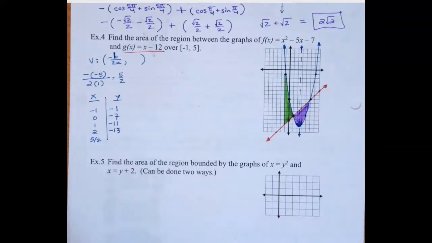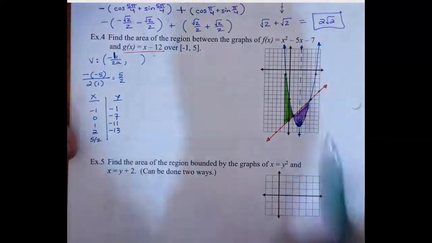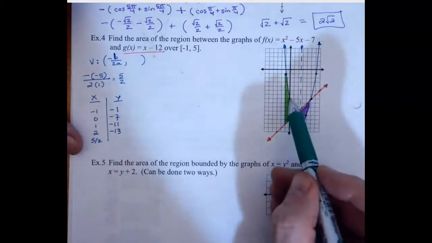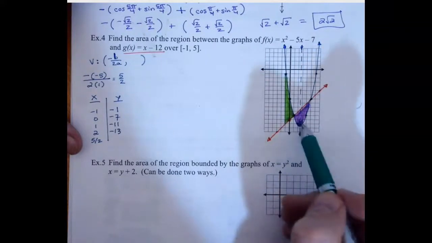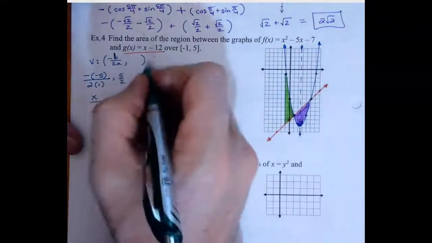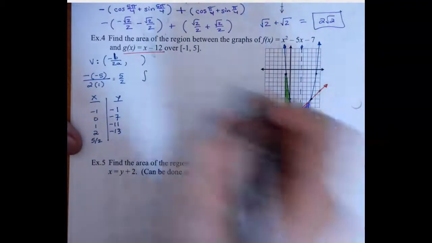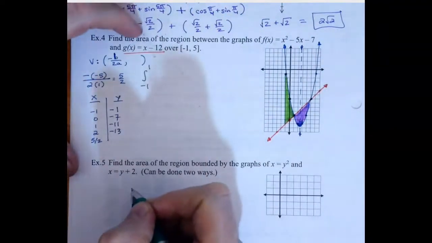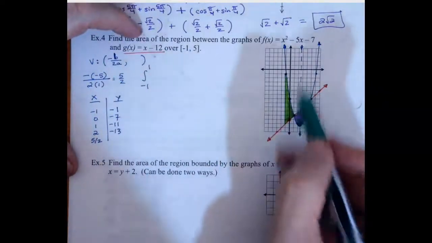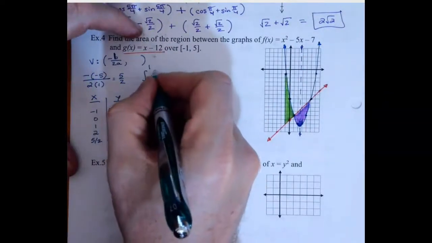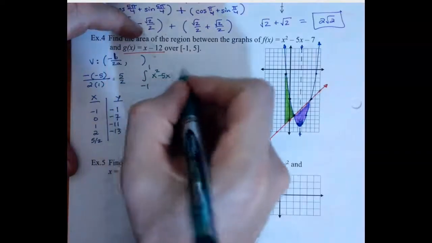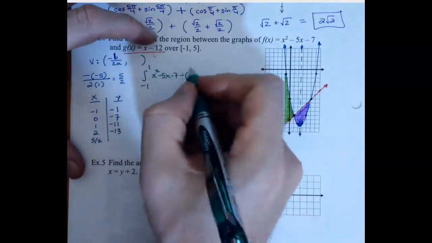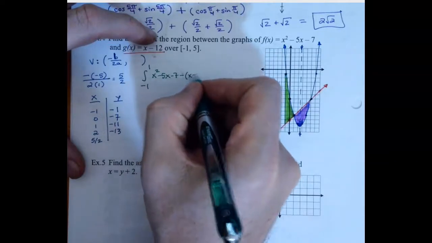Anyway, what's happening is that what's on top and what's on the bottom is changing. So we're actually going to have to break this up into two parts. This first one is going from negative 1 to 1. And in that one, the parabola is on top, so that's going to be x squared minus 5x minus 7 minus, and you've got to be careful here, you've got to put this in parentheses, x minus 12.